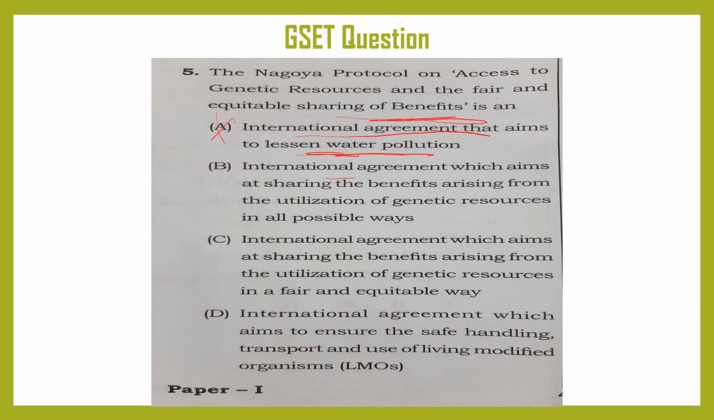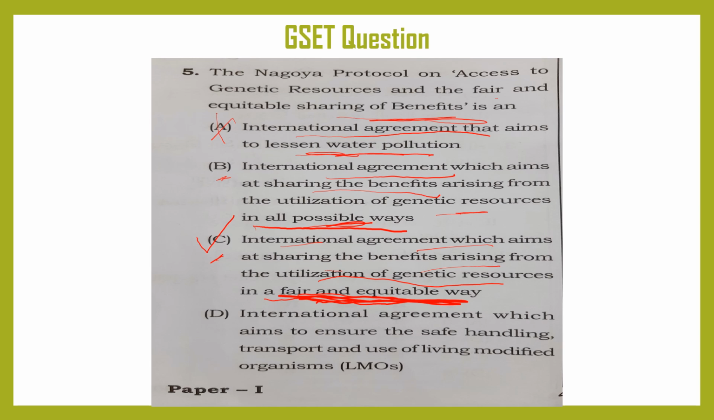Then the next option is an international agreement which aims at sharing the benefits arising from the utilization of genetic resources in all possible ways. And the other is an international agreement which aims at sharing the benefits from the utilization of genetic resources in a fair and equitable way. So options B as well as C might appear the same, but there is one twist, that is, in all possible ways versus in a fair and equitable way. We have seen that in Nagoya Protocol, it is always fair and equitable sharing of resources. So C will be the correct option.